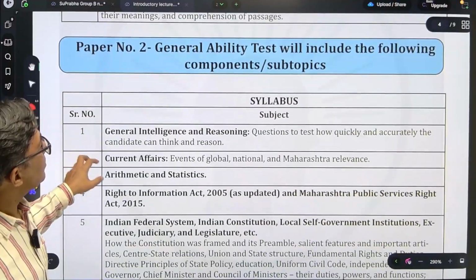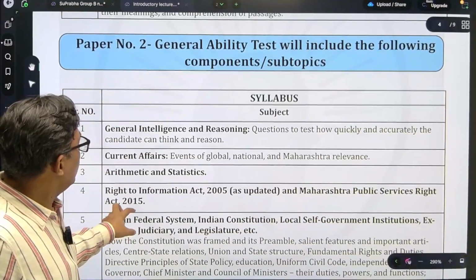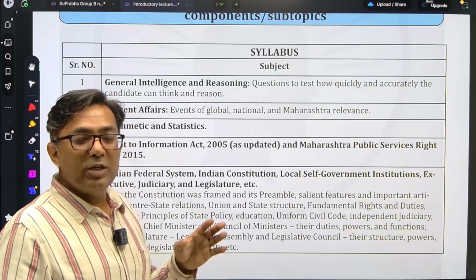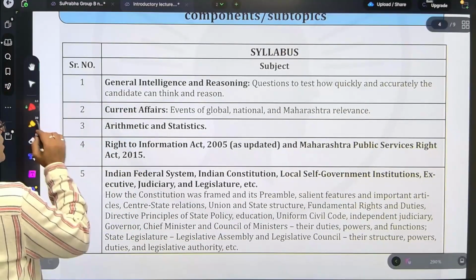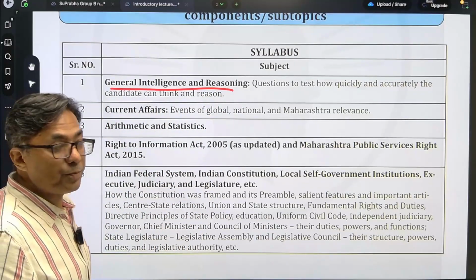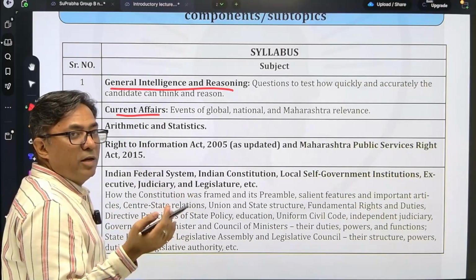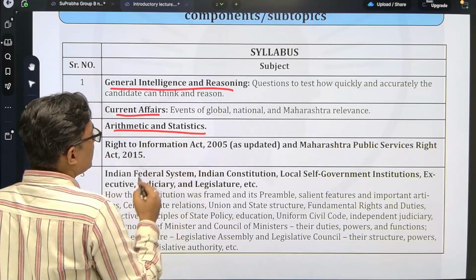And the second paper is the general ability test, which will again include some of the syllabus points which you had for prelims. So general ability test, 100 questions. What is the syllabus? First is general intelligence and reasoning, same as aptitude. Second, you have current affairs, national, international as well as Maharashtra, arithmetic and statistics.